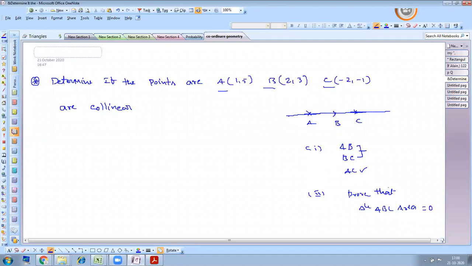When can a triangle's area be 0? That means it's not forming a triangle. Triangle area 0 means those 3 points will form a straight line. But we don't know how to calculate the area of the triangle in this case. That's the reason we are moving to the distance formula only. Find the distance AB, BC, and AC. Calculate and first find the distances. I will let you know after that how to proceed.